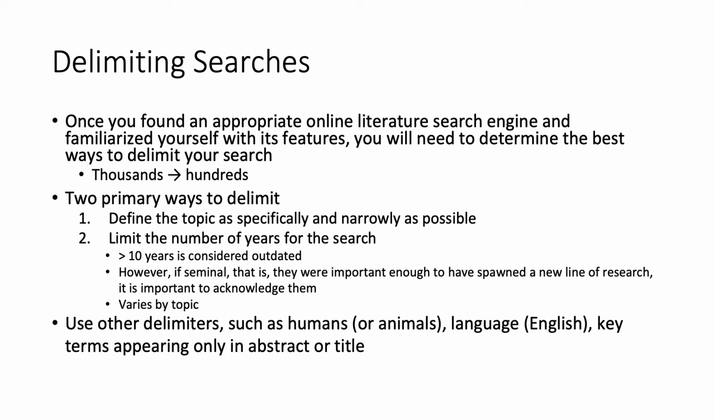But you can also use other delimiters, such as humans, subjects, the language, and then key terms appearing only in abstracts. If you look at an abstract area, you'll see keywords, say, exercise, resistance training, obesity, and so forth. Usually with the keywords, it's about six words, and those are words that you want to kind of focus on.